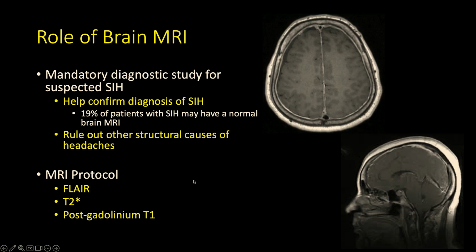So brain MRI is one of the diagnostic criteria for establishing a diagnosis of SIH. So it's a mandatory study. It helps confirm the diagnosis of SIH, and you can exclude other causes of headache. And I'll point out that almost 20% of patients with SIH have a normal brain MRI. So don't be fooled by that. These patients may still have a CSF leak if their brain MRI is normal. In terms of the protocol we use, you have to make sure you have FLAIR imaging, a susceptibility image, and you need post-contrast imaging when you're working up SIH, as we'll see why shortly.